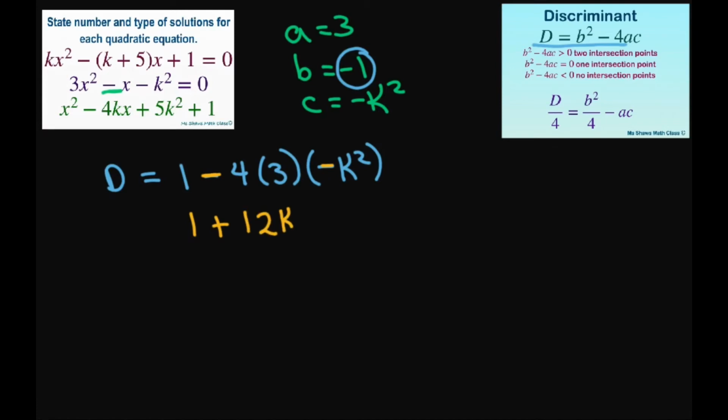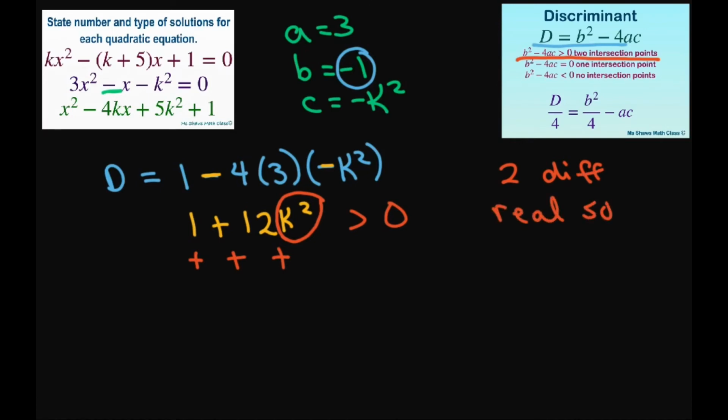And again, just like we did before, this is going to be positive because whatever we put in for k, even a negative number, this is going to end up being positive. So you're adding a positive plus a positive number, it gives you a positive. So again, since our discriminant is positive, we have 2 intersection points, which means 2 different real number solutions. And then let's do the last one.